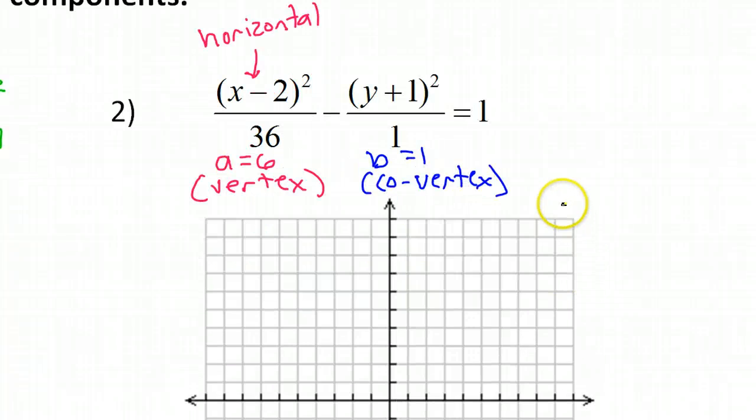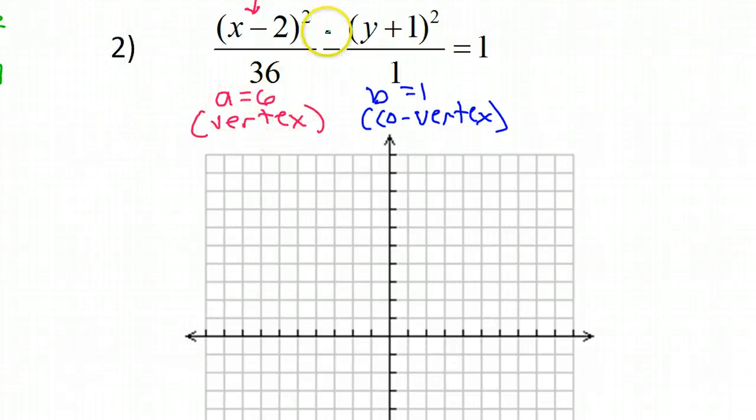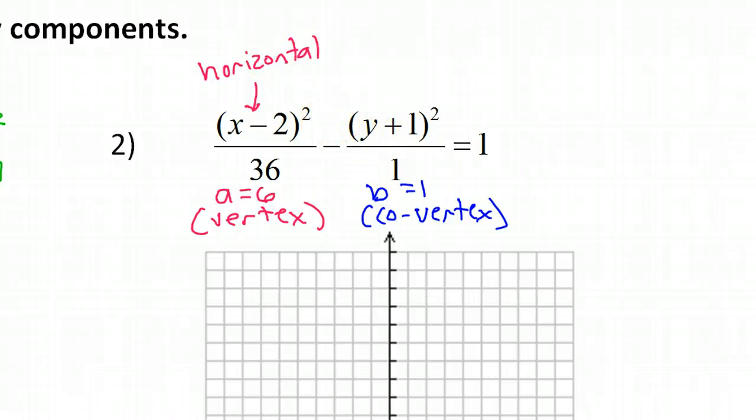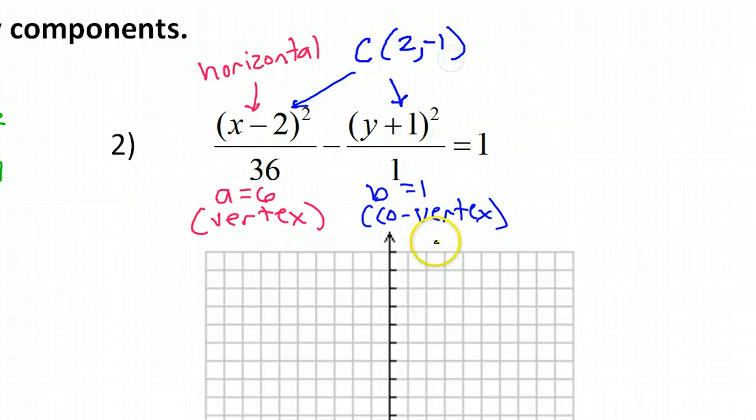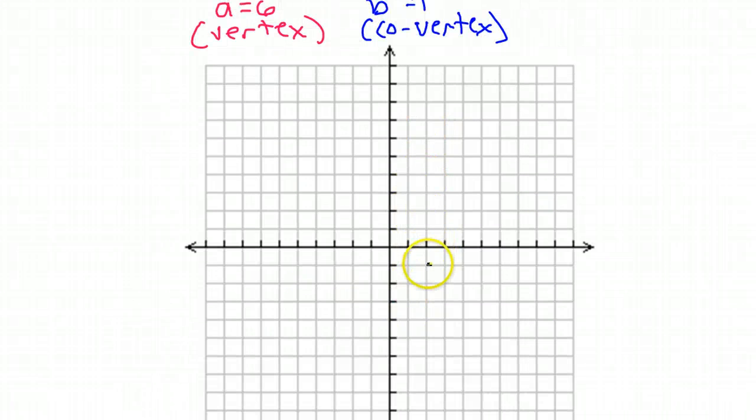So let's go ahead and graph the vertices and the co-vertices right now. Oh, you know what? We need the center first. So the center is going to be the opposite of these. My center is going to be 2, comma, -1. I better write that down. 2, comma, -1, and let's graph it. There's my center.